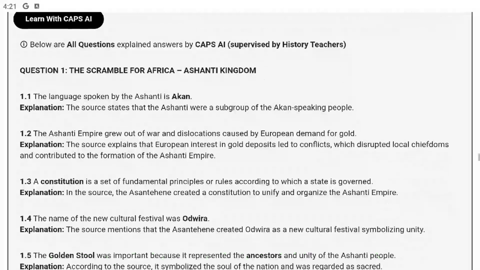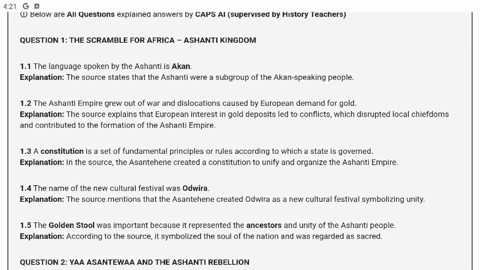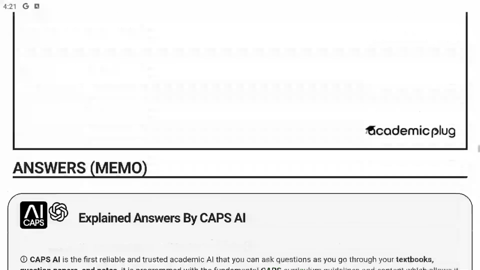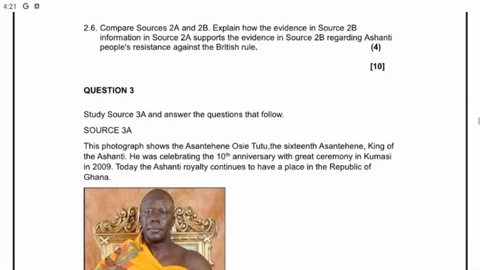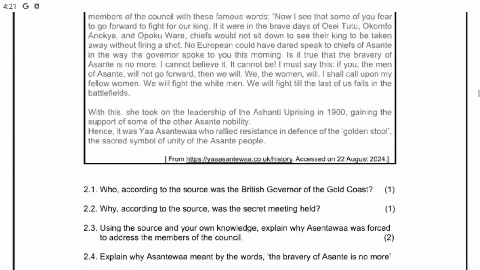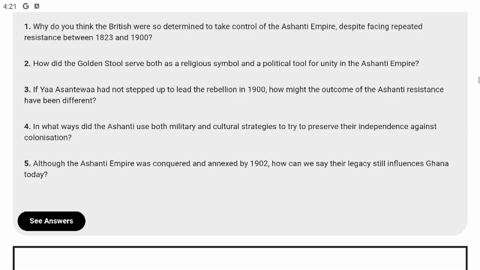1.2. The Ashanti Empire grew out of war and dislocations caused by European demand for gold, right? From the source, European interest in gold deposits led to conflicts, which disrupted local chiefdoms and contributed to the formation of the Ashanti Empire. So that's the reason why we were given a context for this question, so that we can pick the answer there.